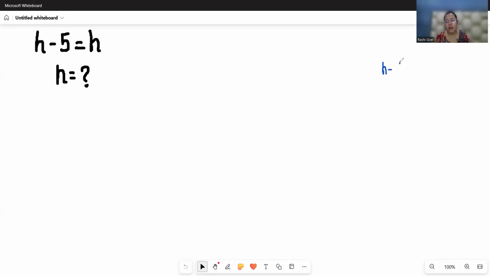If h minus 5 is equal to h, then minus 5 is equal to h minus h. So minus 5 is equal to 0, which is not possible. So we cannot solve this expression like this. We can try to calculate the value of h by squaring both sides.